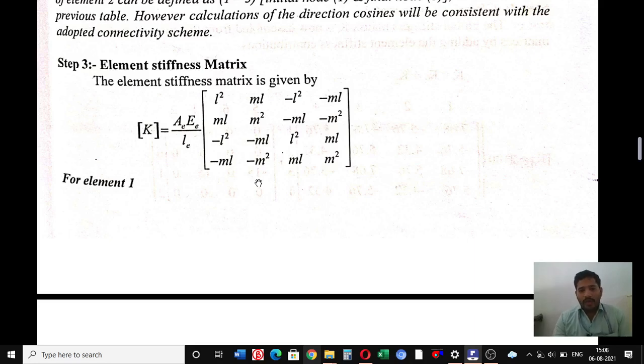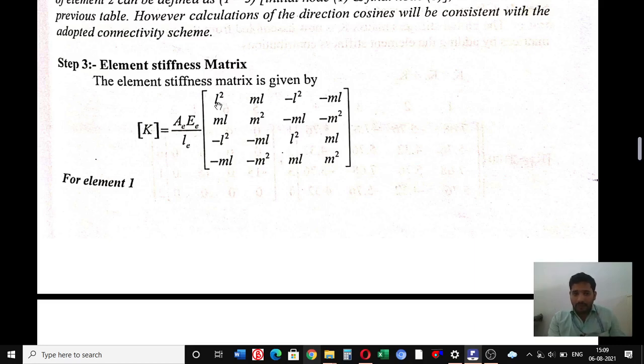So the formula is K is equal to AE by LE times the matrix: L square, ML, minus L square, minus ML; then ML, M square, minus ML, minus M square; minus L square, minus ML, L square, ML; minus ML, minus M square, ML, M square. Clear? Then some students have confusion about how to remember it from the examination point of view. It is very easy here. Just do one thing: first, in the diagonal you have to consider L square, M square, and again repeat L square, M square.